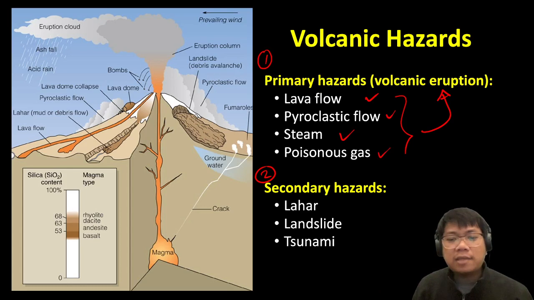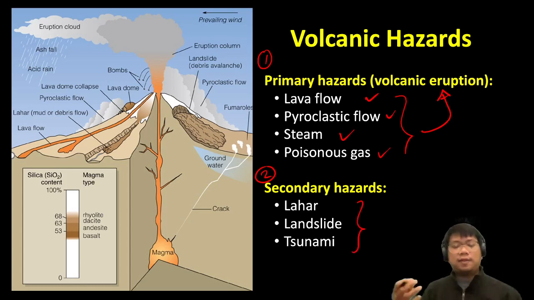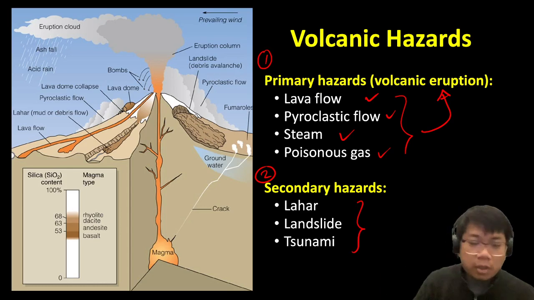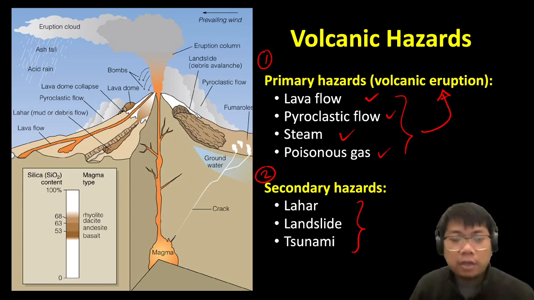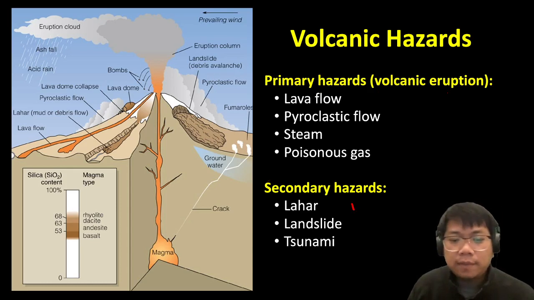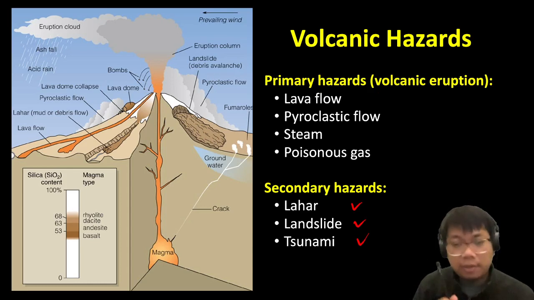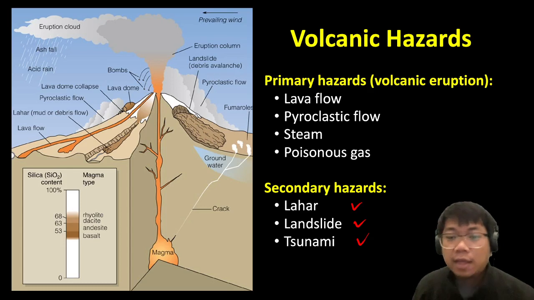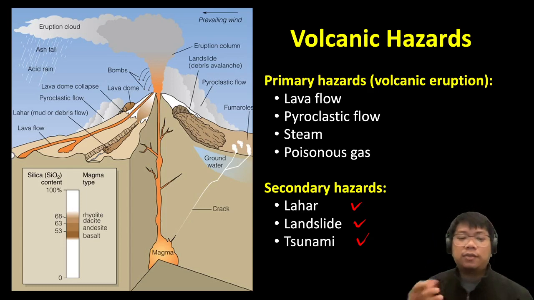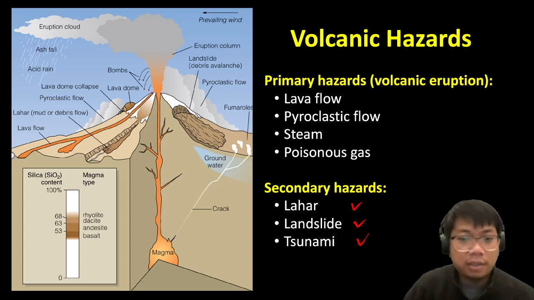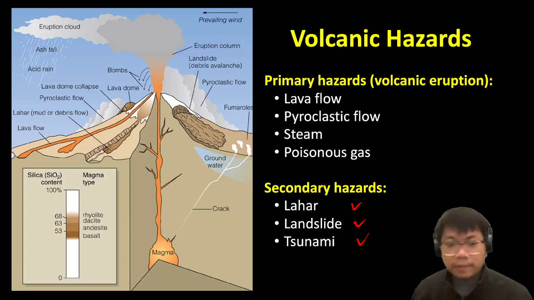The secondary hazards are the incidents or phenomena that occur before, during, or even after the main eruption. Okay. And again, they can include lahar, landslide, or tsunami. Tsunami can also be part of the secondary hazards of volcanoes, particularly when we have volcanoes that are submerged under the water, under the ocean.